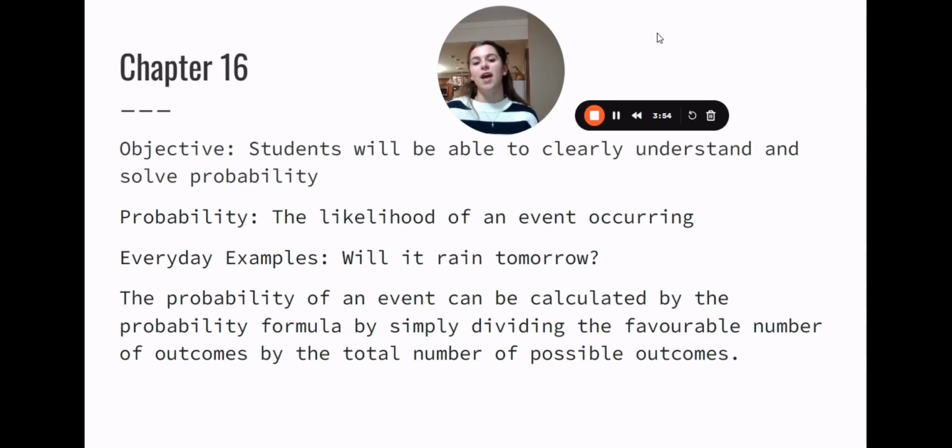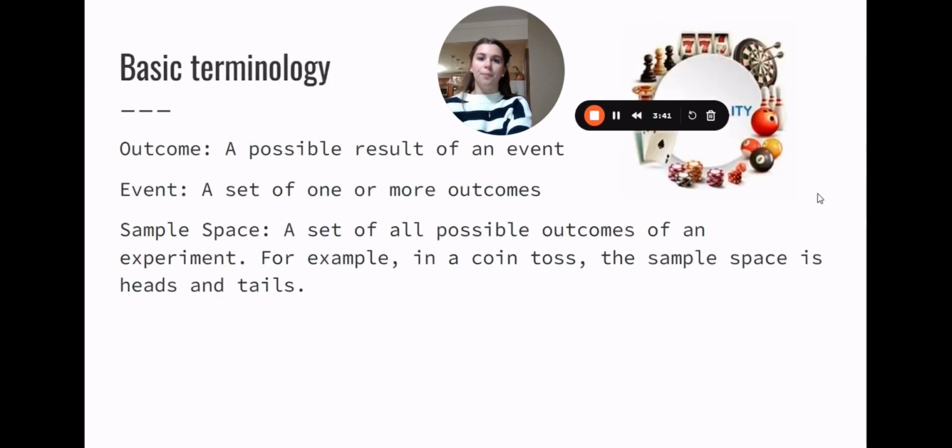So the probability of an event can be calculated by the probability formula by simply dividing the favorable number of outcomes by the total number of possible outcomes, which we'll go over more in a little bit.